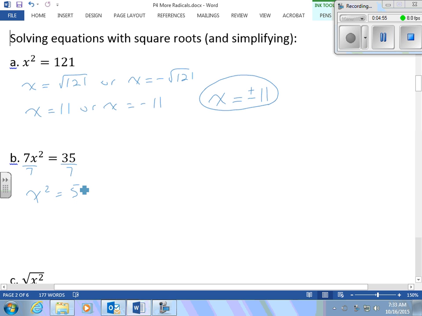And since 5 does not have a nice square root, I'm going to solve this just by saying x is equal to the positive or negative square root of 5. And that's my exact answer for that question.